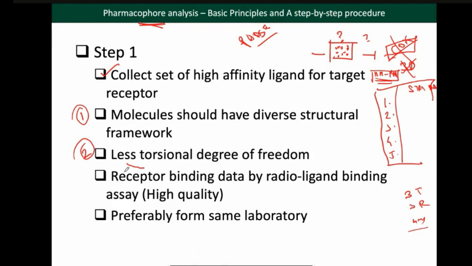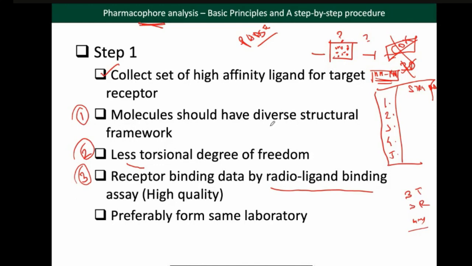To avoid that, we ensure that the data set we are choosing has fewer torsional degrees of freedom. And as we do the data collection from the literature, we have to ensure that the data we collect is of high quality. There are many ways by which we can find the biological activity of a drug-like molecule, starting from very simple assays to very complex assays. Some assays will give very accurate binding and activity results, for example a set of experiments which come under the radio ligand binding assay.